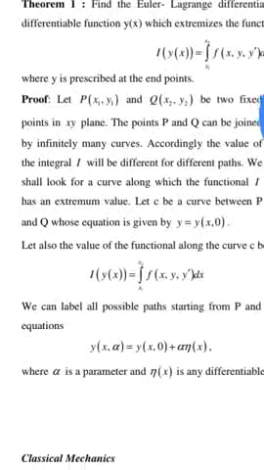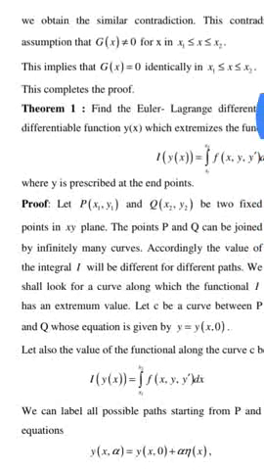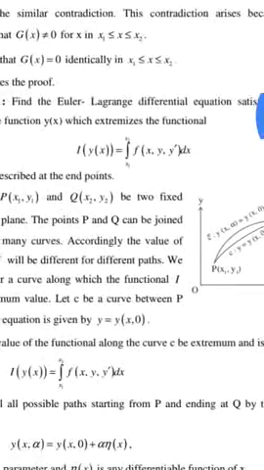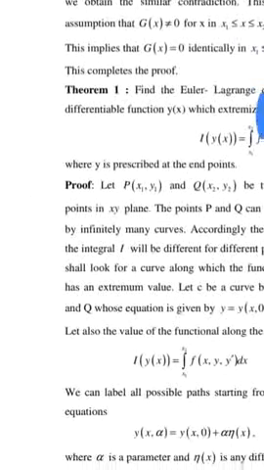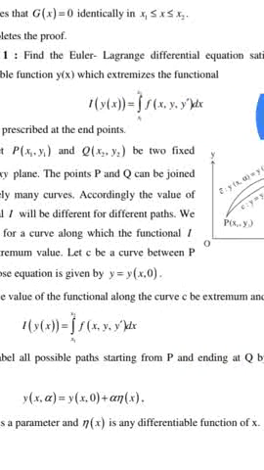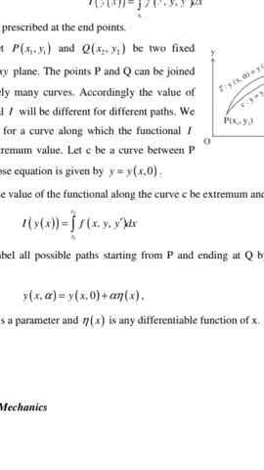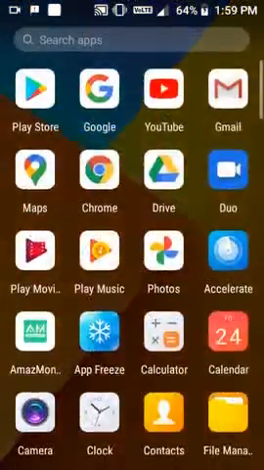Theorem first. Find the Euler's differential equation satisfied by a twice differentiable function y of x, which extremizes the functional I of y of x equal to the integral from x1 to x2 of f of x, y, y dash dx, and hence we solve.